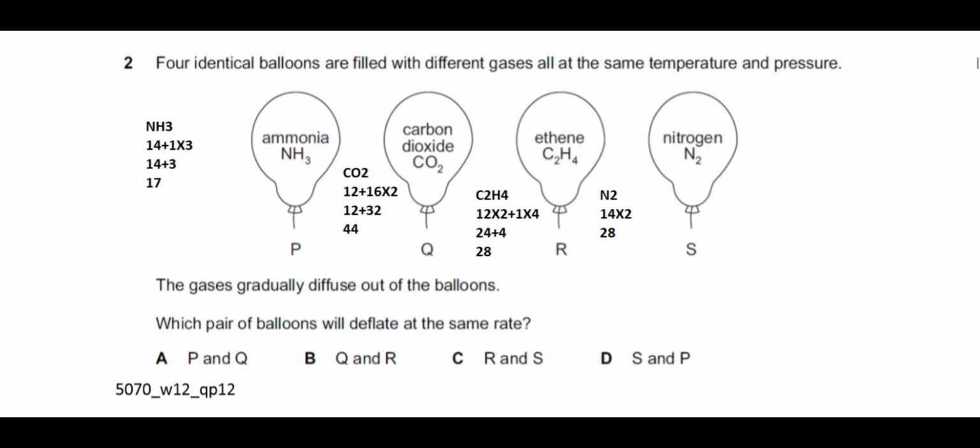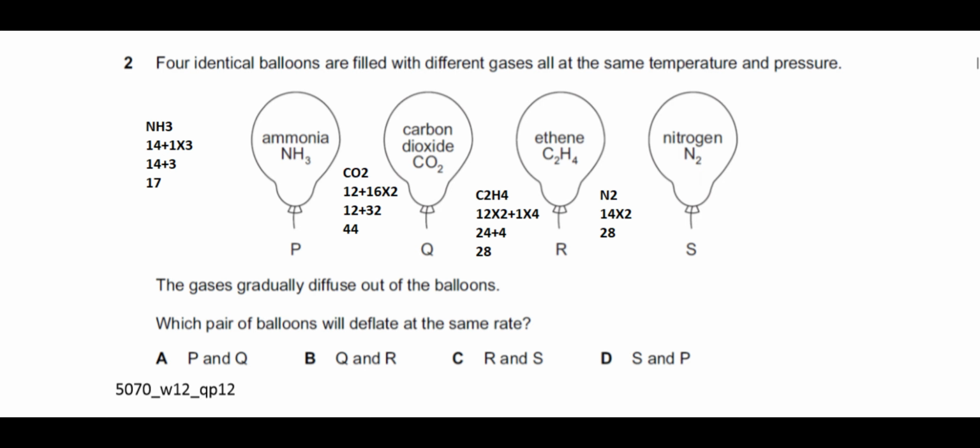Okay, this question is again using the concept of diffusion, where we study that particles move from high to low concentration, and those particles which have high Mr are diffusing slower as compared to the particles which are lighter in weight or have less Mr. And there are 4 balloons given, and you have to find out which pair of balloons will deflate at the same rate. Deflate at the same rate means those gases are diffusing out of the balloon at the same rate. So those gases which have the same Mr are going to have the same rate of diffusion.